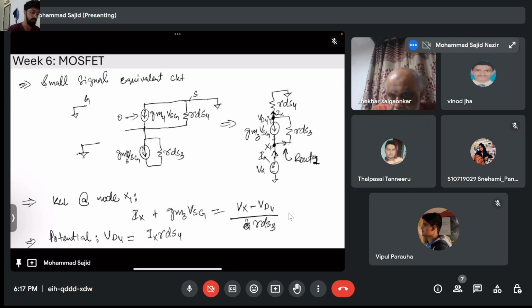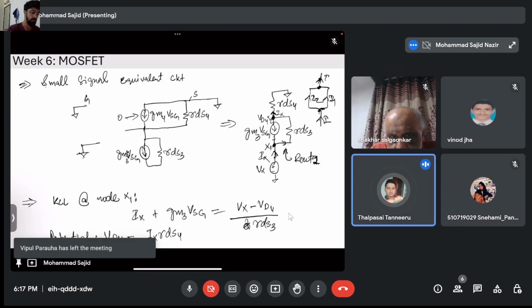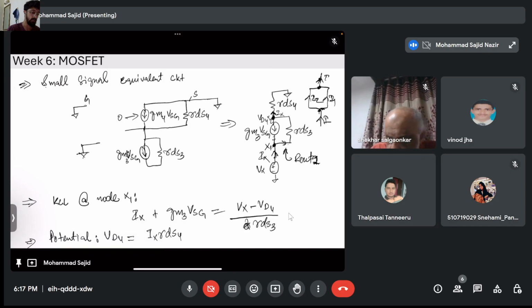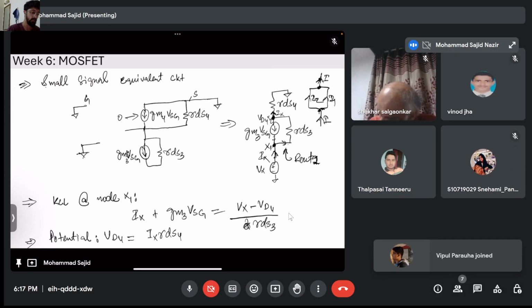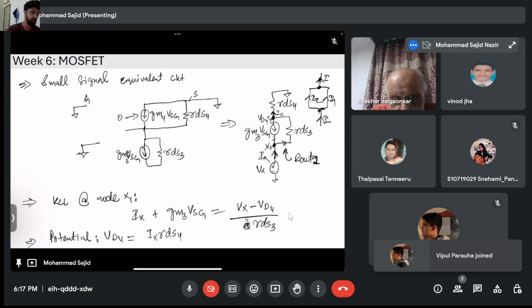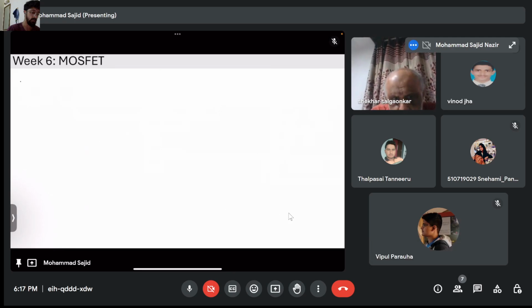If this is one node and this is another node, current splits, current comes in here, this is I1, this is I2. KCL, no, sir, I'm talking about the conservation principle. Conservation of charge, right? Charge can neither be destroyed nor created, so that's what it follows here. Ix comes in toward this node and leaves from here as well. So now we have VD4 as Ix RDS4. Let me substitute it in the equation.